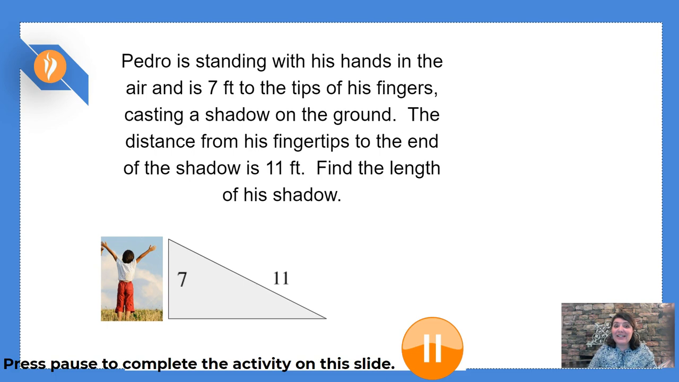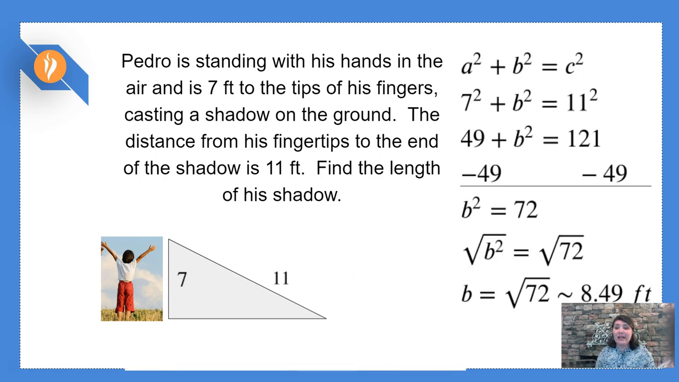All right, welcome back. Let's see what the length of Pedro's shadow is. So we were given the side length of 7 and the hypotenuse length of 11. So when I plug that in, a squared plus b squared equals c squared. 7 squared plus b squared. Now remember, you could have had a squared plus 7 squared because they can go back and forth. They're interchangeable, right? Can you change out the 11? No. The 11 was the hypotenuse, and it always has to go in for c. 7 squared is 49.